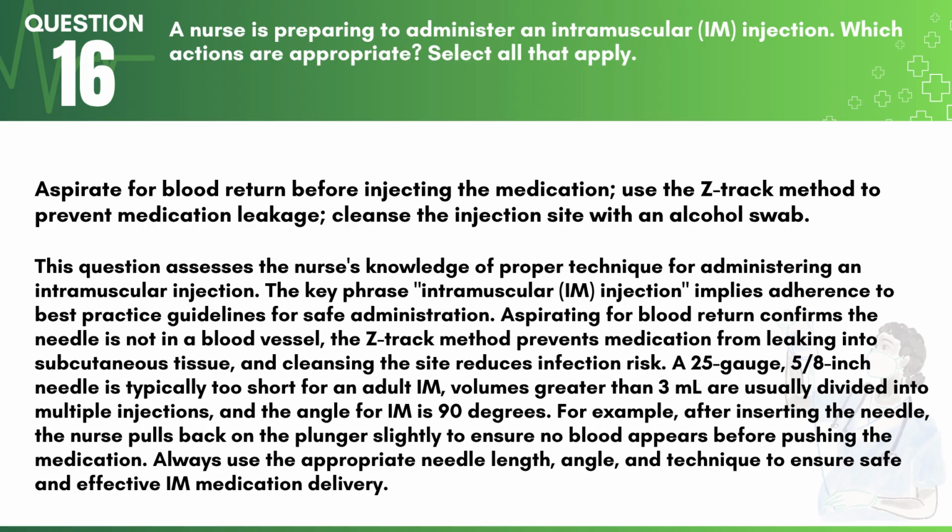Aspirating for blood return confirms the needle is not in a blood vessel. The Z-track method prevents medication from leaking into subcutaneous tissue, and cleansing the site reduces infection risk. A 25-gauge, 5/8" needle is typically too short for an adult IM. Volumes greater than 3 milliliters are usually divided into multiple injections, and the angle for IM is 90 degrees.